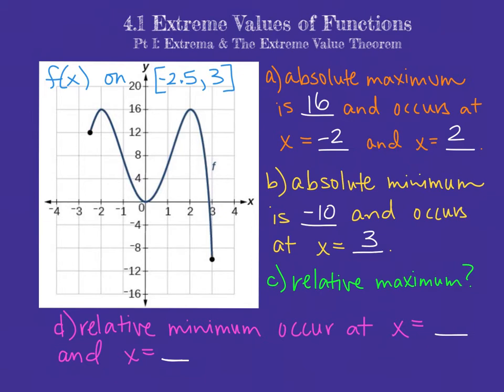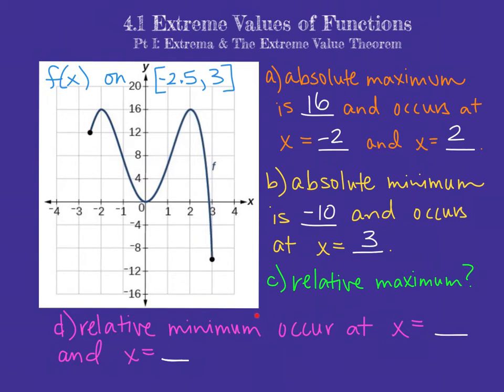Now, part C, I put relative maximum. We actually don't have any relative maximum points. You could argue that 16 is a relative maximum as well as an absolute, but I don't want to get into nitty-gritty semantics here. We actually don't have relative maximum values here. We only have an absolute maximum at 16.